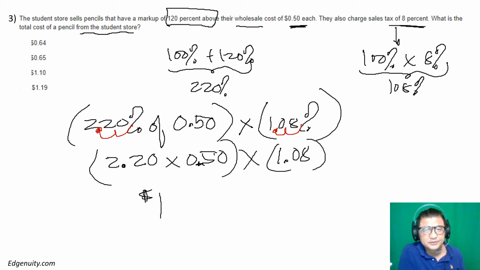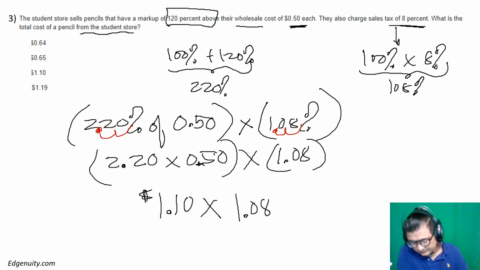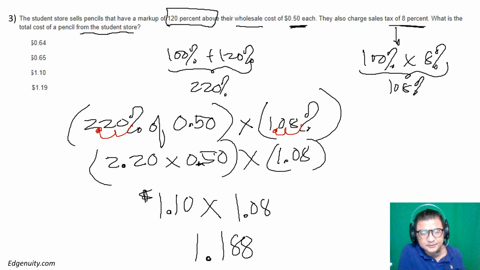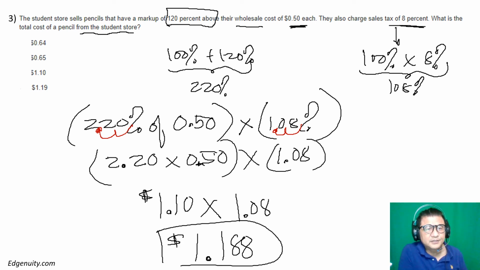That means the pencil is now $1.10, including tax of 8%. $1.10 times 1.08 gives me $1.188. Okay, is that in the choices? Definitely not you, not you, not you. This was rounded, so that's the correct answer.